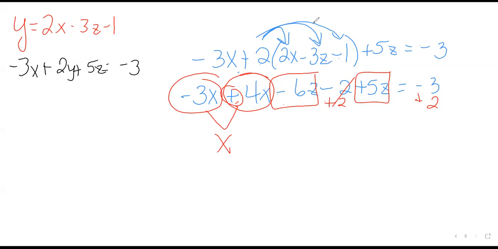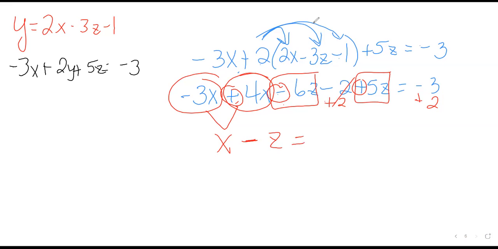Now I have almost the same thing over here with z. I have a negative 6 and a 5 plus. So -6 is my larger number, so it stays as a negative. And then 6 minus 5 is also just 1. So it stays as z.